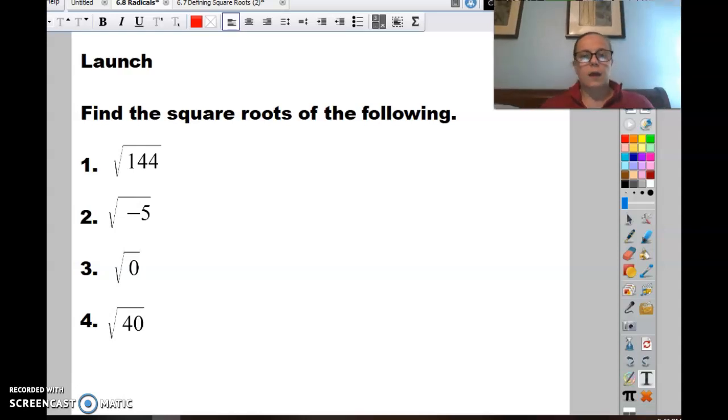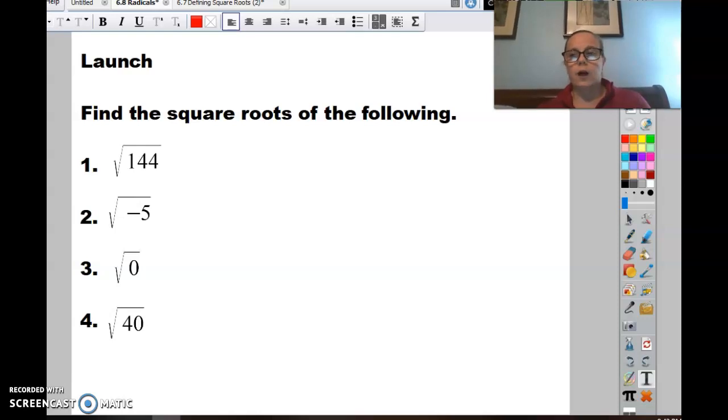Hi guys, I wanted to share some notes and some helpful hints for how we are going to simplify radicals or square roots, as you all know them, as we get into some more review concepts from last year.